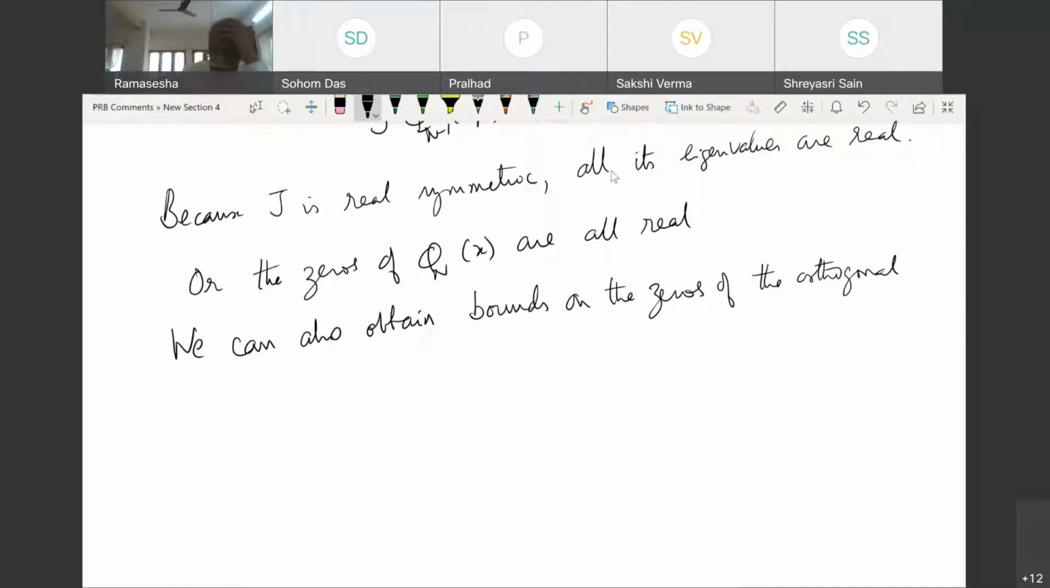the orthogonal. How do you get bounds? How do you get bounds on the eigenvalues of a matrix?